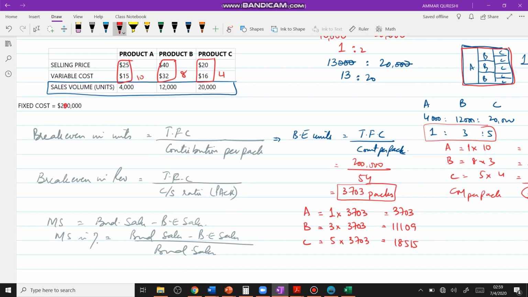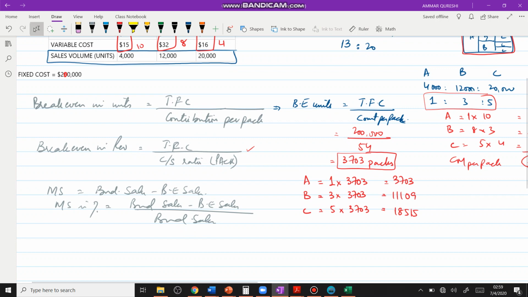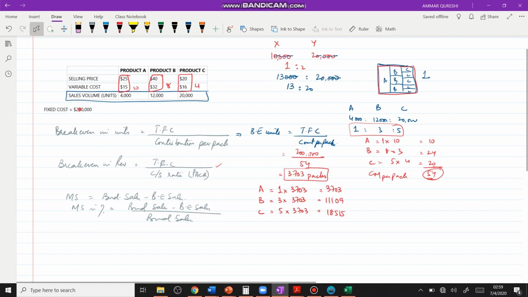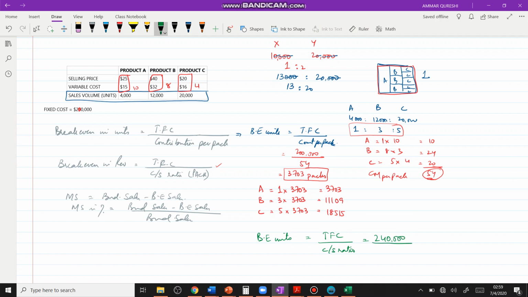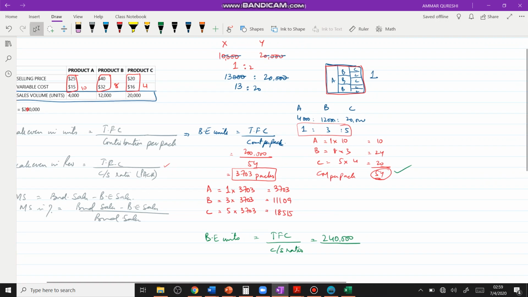So this assumption is very important, and by using this assumption, we got this answer, right? Now, what is the break-even in terms of sales revenue? See, for break-even in terms of sales revenue, you have to do a similar calculation. You have to divide the total fixed cost by the CS ratio of the packet. The fixed cost will remain the same. Now we have to divide contribution by sales, right? We know the contribution of one pack. Now we have to calculate the revenue of the pack, right?